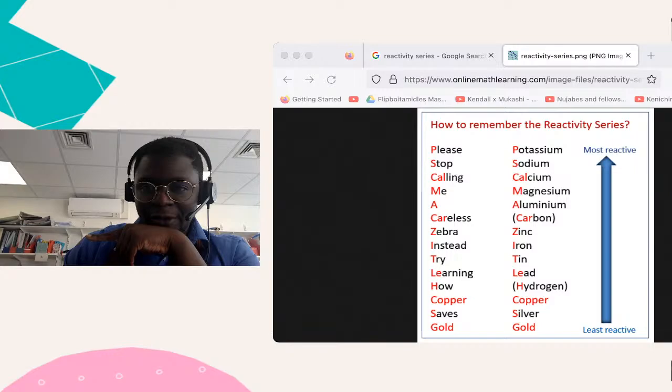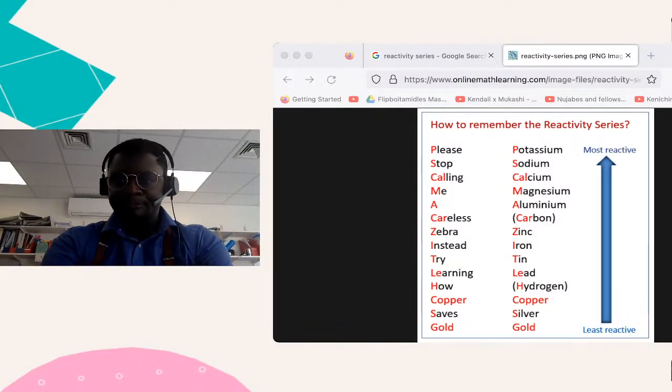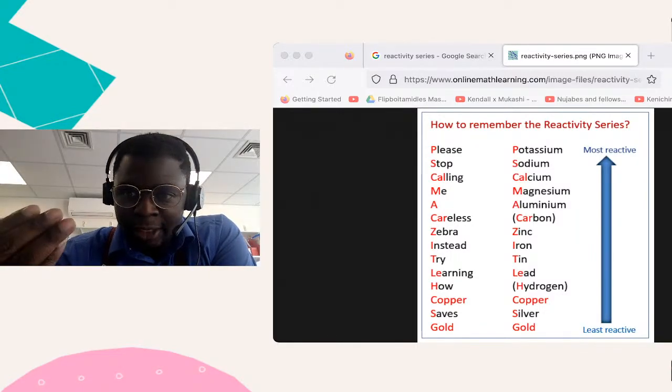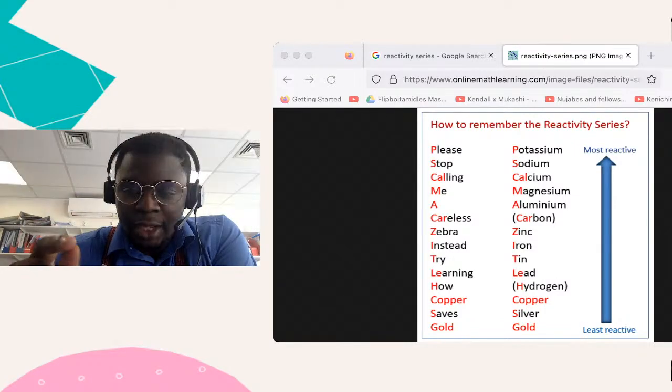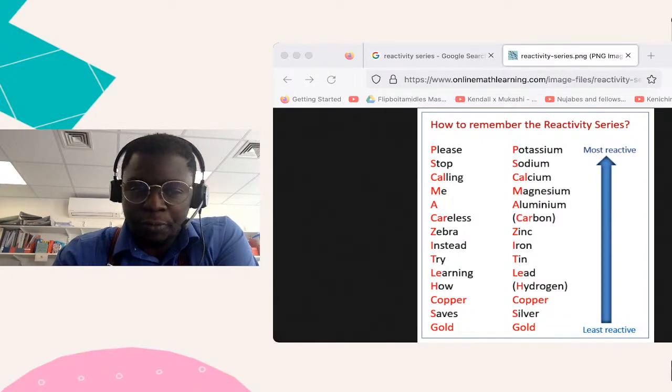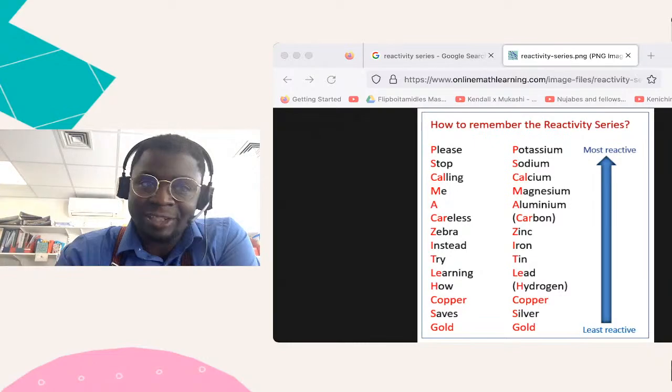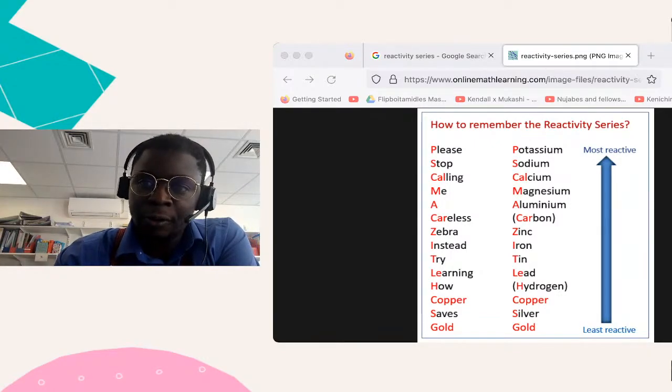Okay, so this is your reactivity series. You can see here that things like potassium and sodium and calcium are at the top, things like copper, silver and gold are at the bottom. Now, one thing you can do is almost group them and think anything higher than the next metal in the reactivity series can displace something that's lower down.